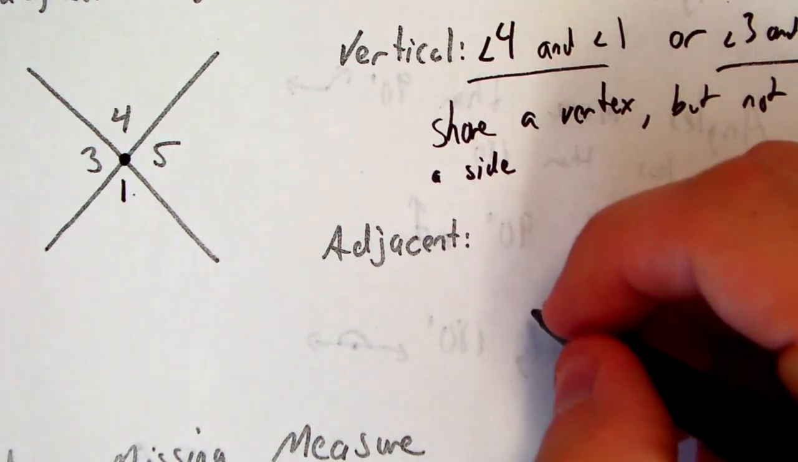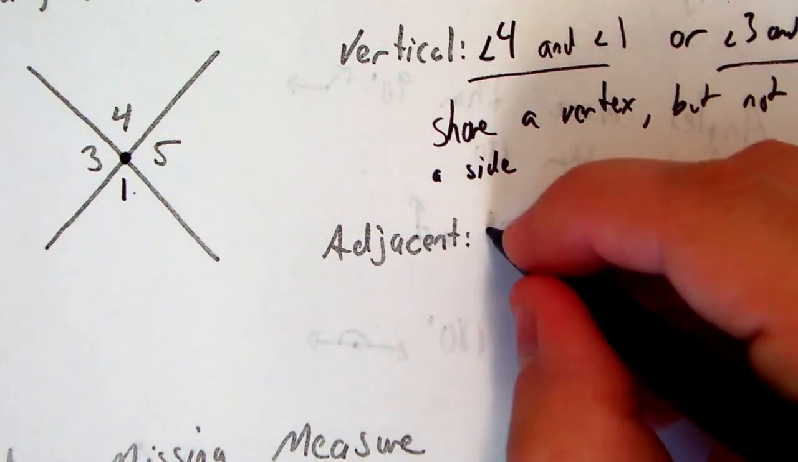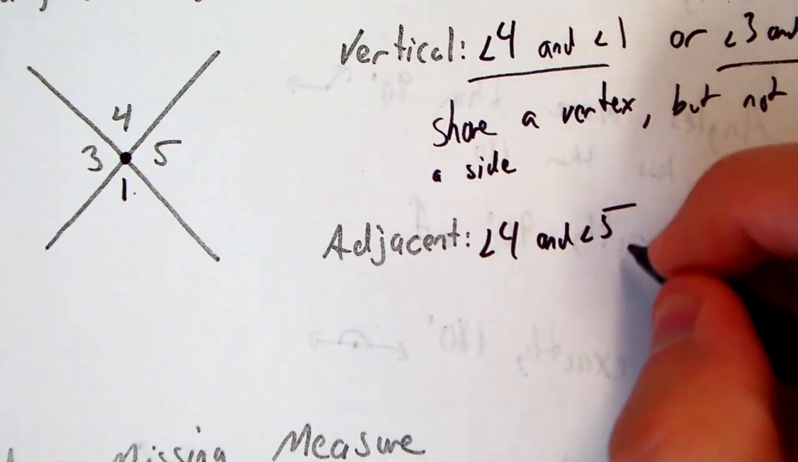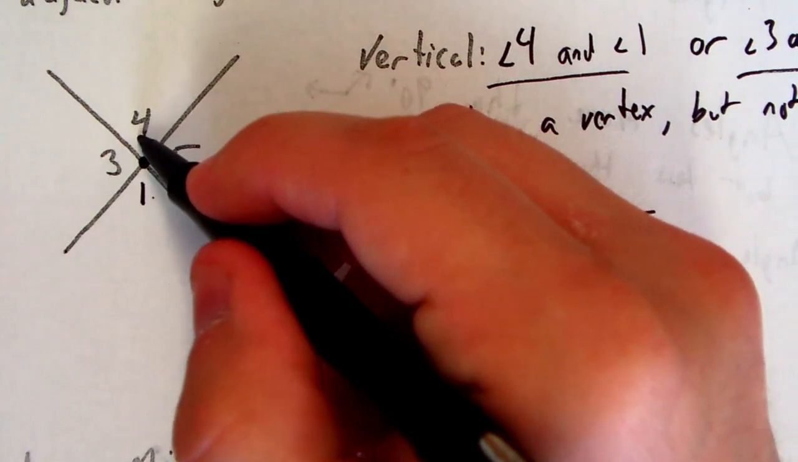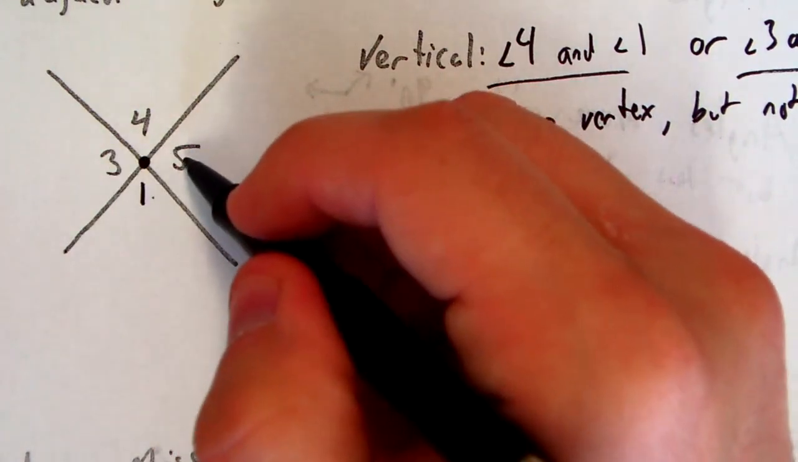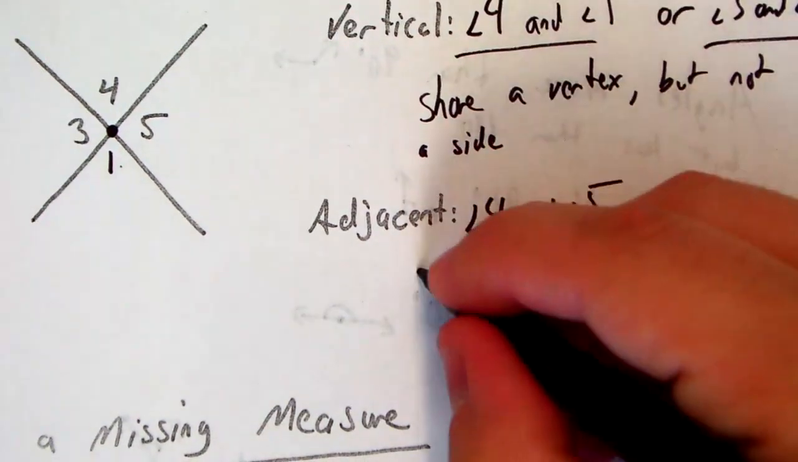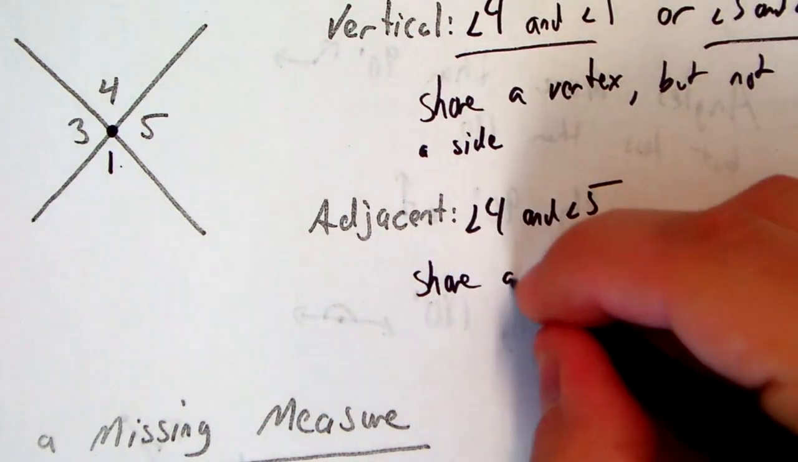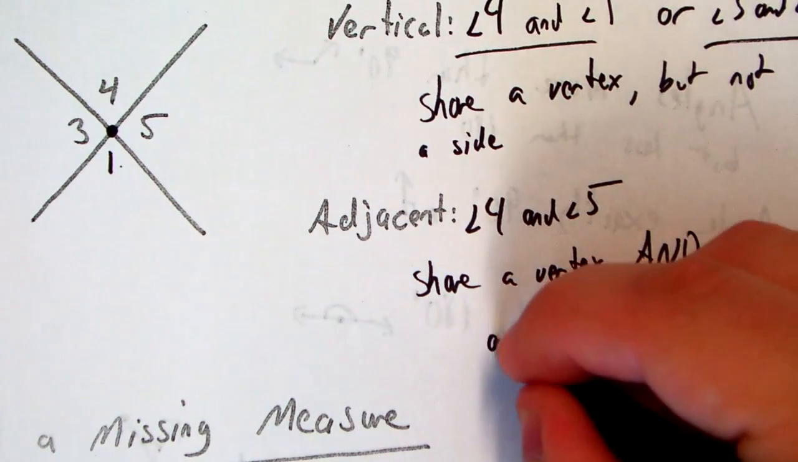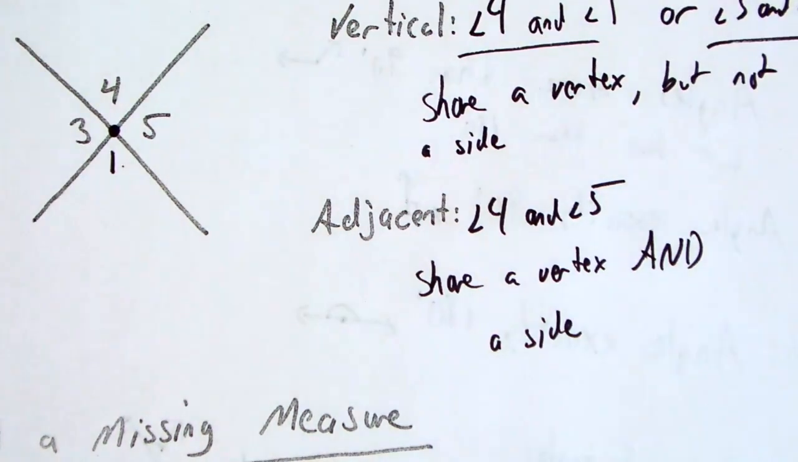Adjacent angles, there are many of these. There's a lot of them. But we can say just angle 4 and angle 5. We could say 3 and 4. We could say 3 and 1. Or you could say 1 and 5. But the reason why is they share a vertex and a side.